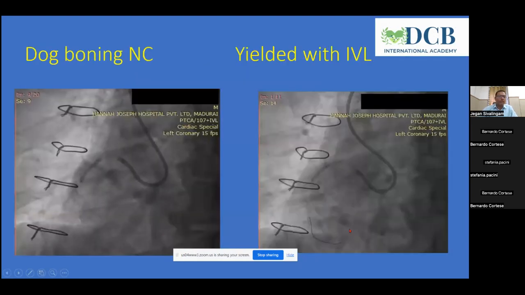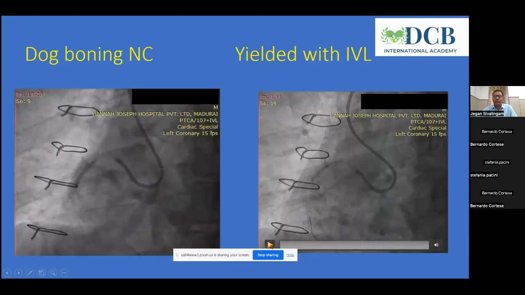So this is the non-compliant balloon. Here we can see the dumbbell appearance, or the dog bone appearance. So this is the non-yielding point. So we decided to go ahead with IVL. So with IVL it yielded.